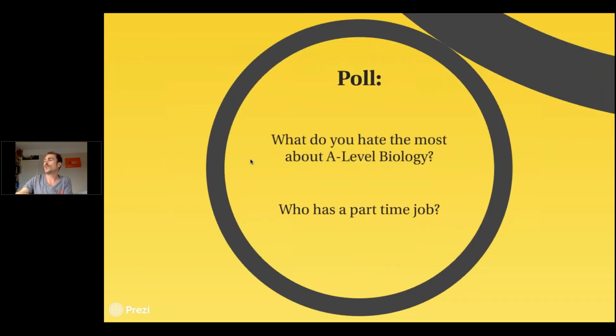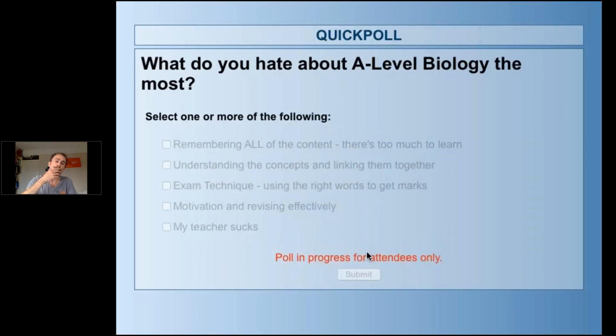Okay, so what do you hate about A-level biology the most? What is it that you think is basically the most annoying thing? I've picked these from experience. These tend to be the categories that people choose. If you've got some other burning ones, then let me know in the questions pane. I can see them as well. I'm going to be mostly covering some AS content.